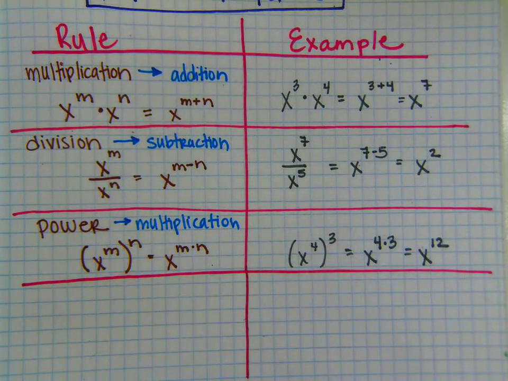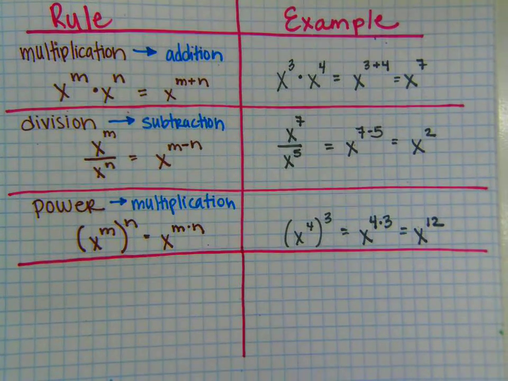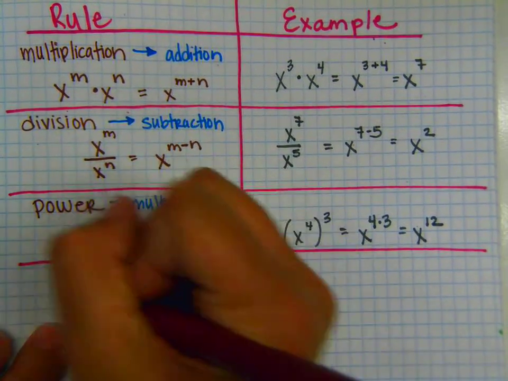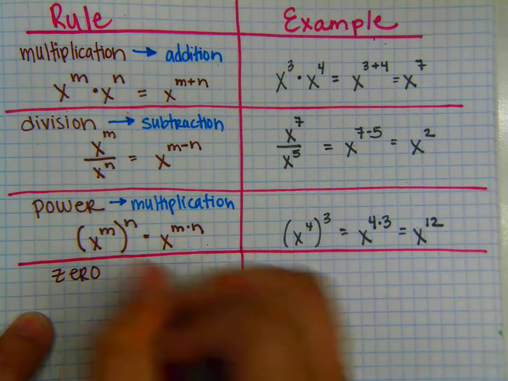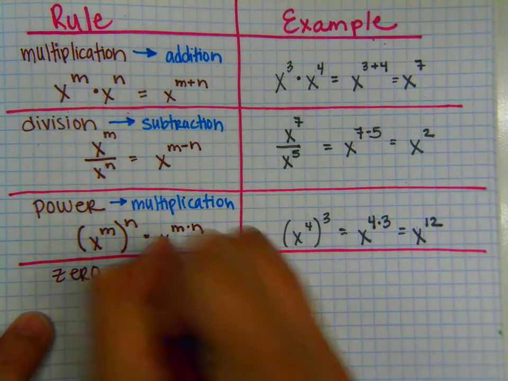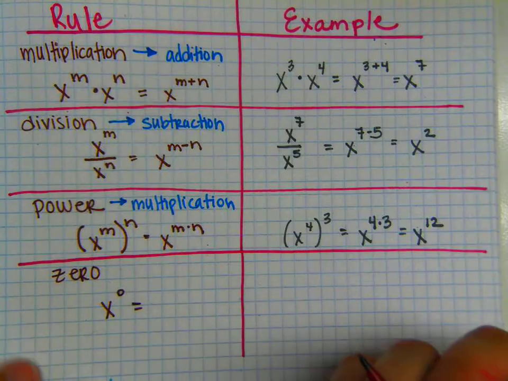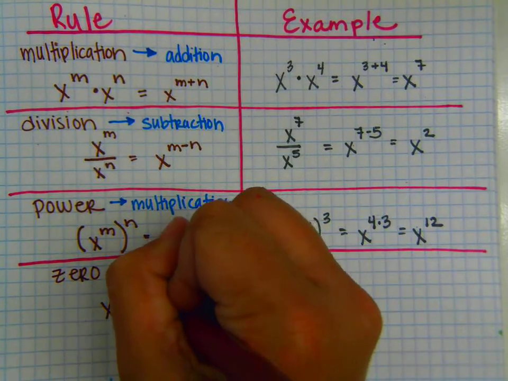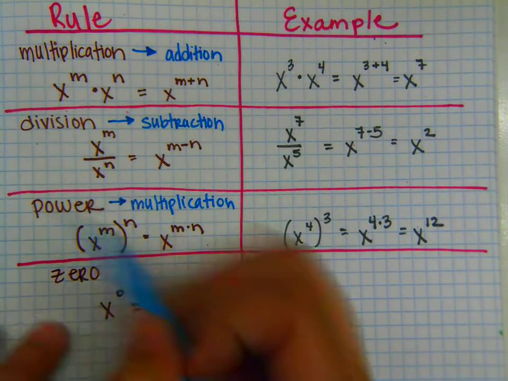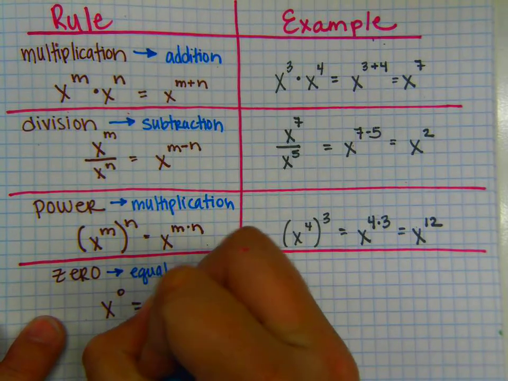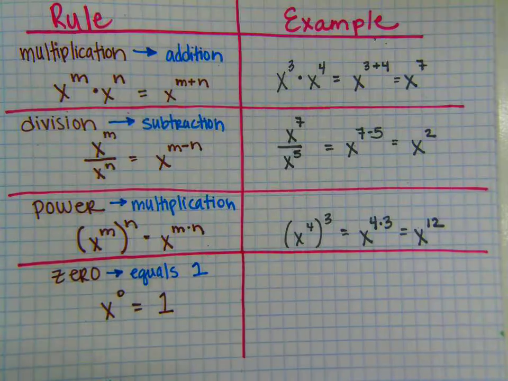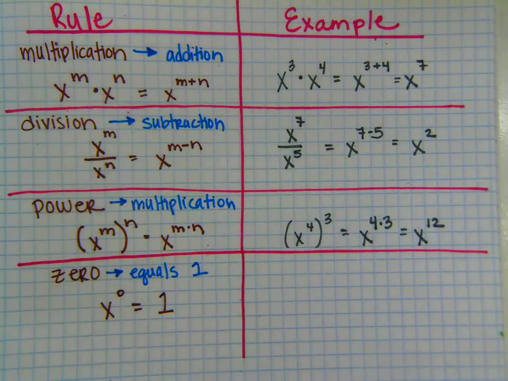We're going to have 2 more rules. The first one is going to be the 0 rule, which would be something like x to the 0. And whenever you have x to the 0, that's just 1. The 0 rule, it equals 1. Now I'm going to put a little asterisk here so we remember.